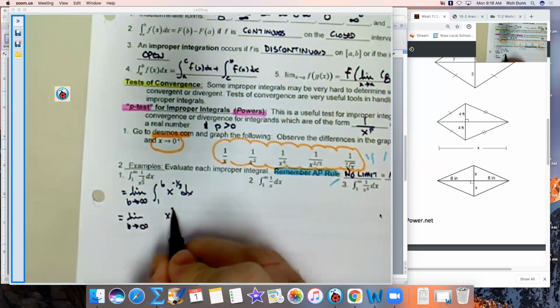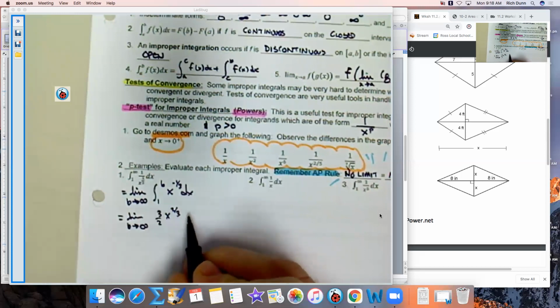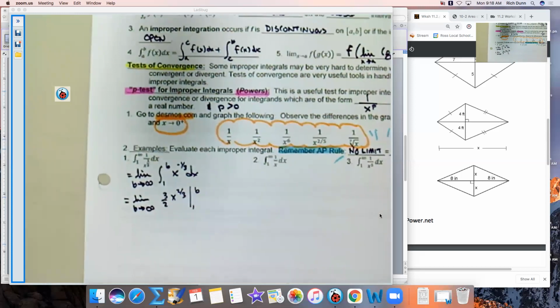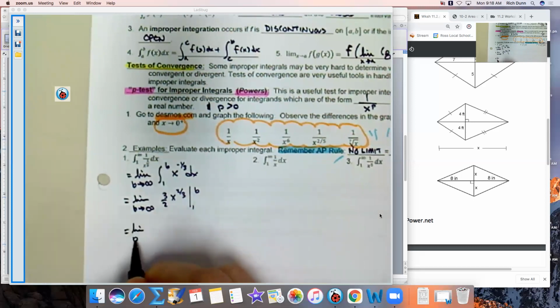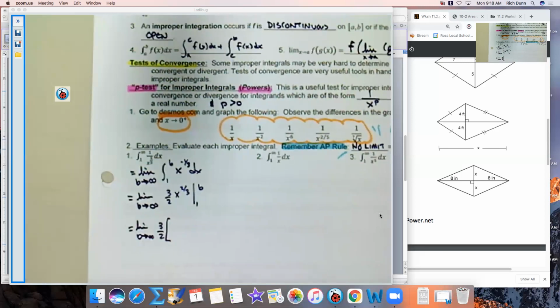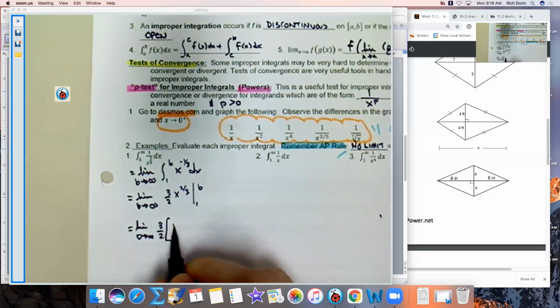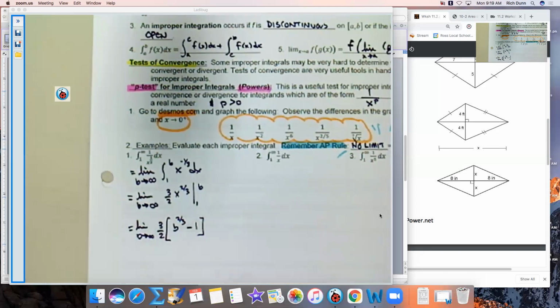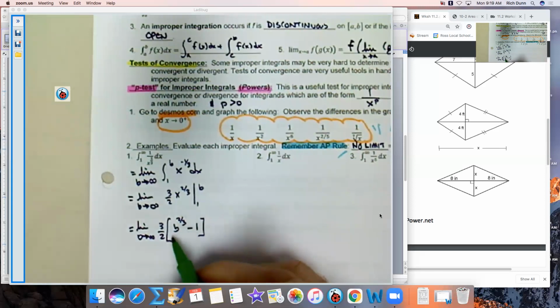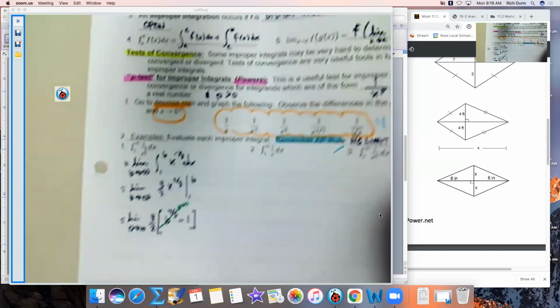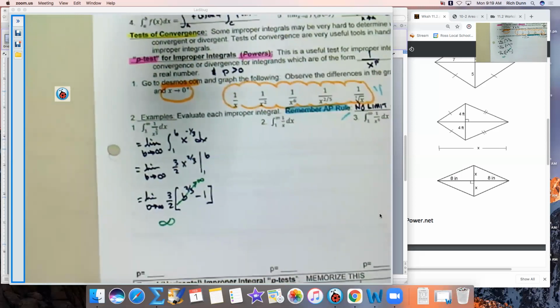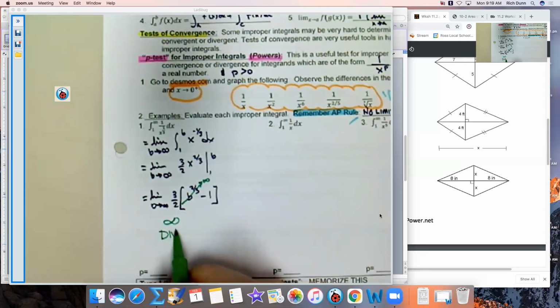We add 1, multiply by the reciprocal, evaluate this from 1 to b. The limit as b goes to infinity, I'll factor out the 3 halves and then put in here b to the 2/3 minus 1 to the 2/3. Now we can evaluate this integral, and we know as b goes to infinity, this is also going to go to infinity. Infinity minus 1 is going to be infinity. Therefore, this diverges.